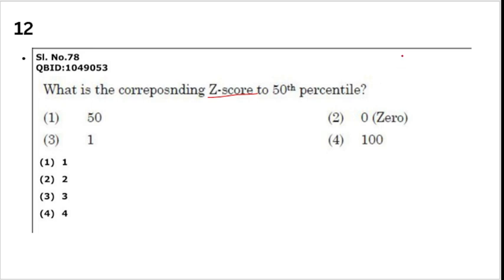Yeah, it's that only. It's based on that percentile and everything. Yeah, it's that only.